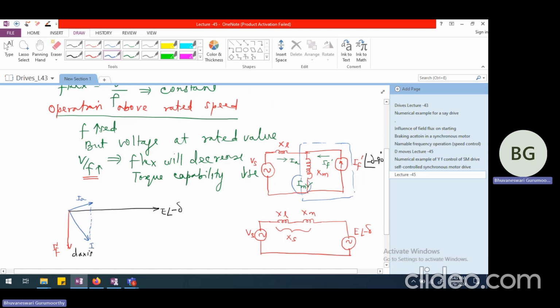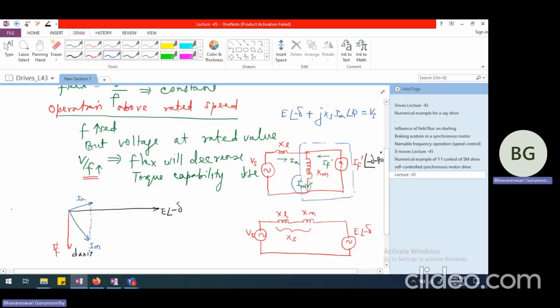This is going to be Im. Now, if I have Ia, to obtain Vs, I should say E angle minus delta plus jXs times Ia is going to give me Ia angle phi, in fact. This is Ia angle phi. That is going to give Vs.